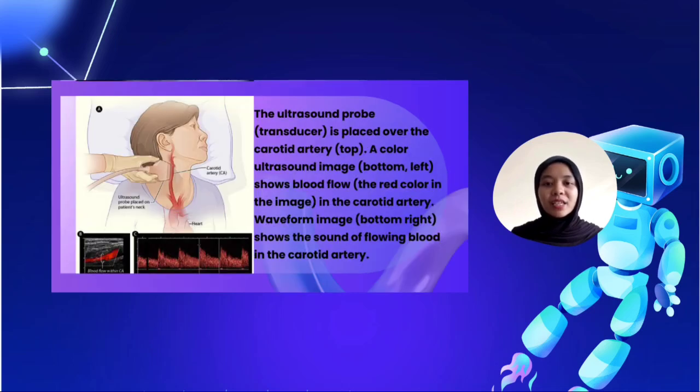Second one is the use in medical. The ultrasound probe is placed over the carotid artery. So a color ultrasound image will show the blood flow in the carotid artery. Meanwhile, the waveform image on the bottom right will show the sound of flowing blood in the carotid artery.